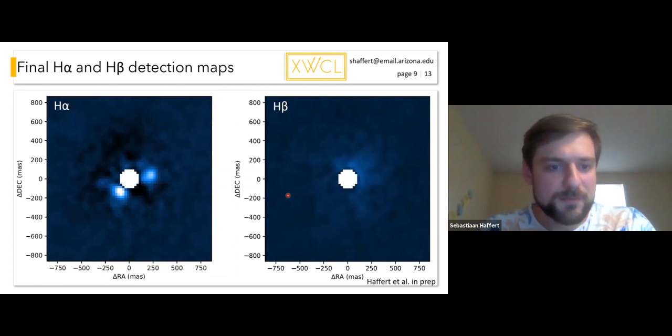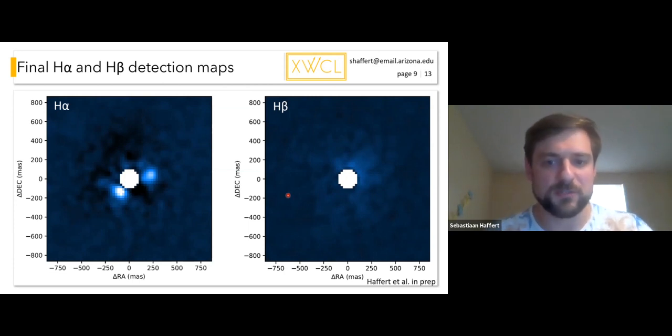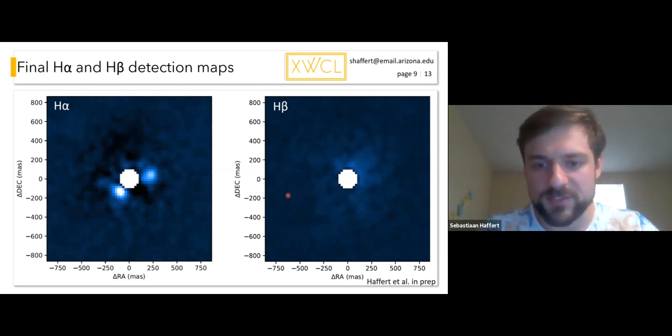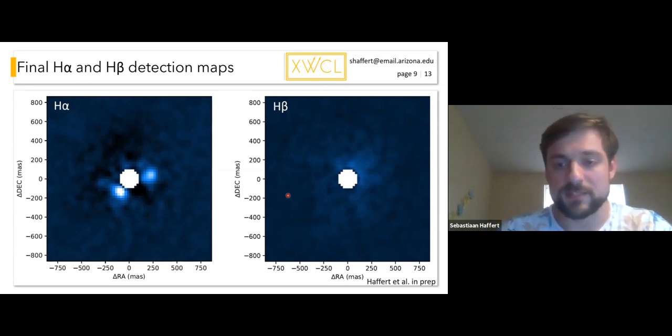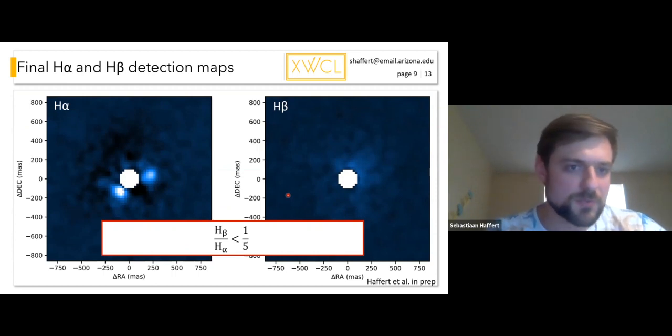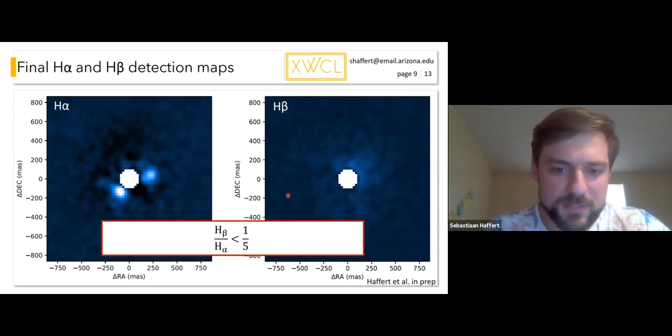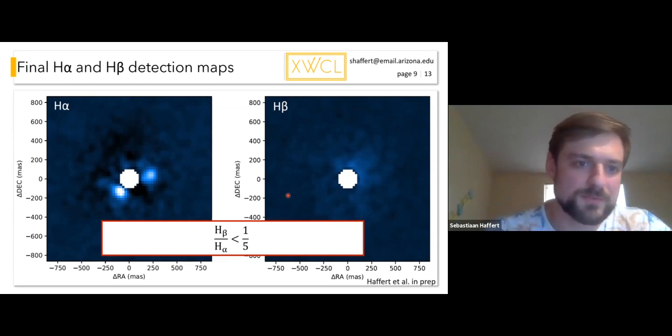So instead of H-alpha, we can also look at other emission lines. For example, a very important one is H-beta, because if you detect H-alpha and H-beta, you can actually constrain the accretion rates and maybe the extinction. However, we have detected no H-beta from both companions, and we have derived an upper limit of a 1:5 ratio.